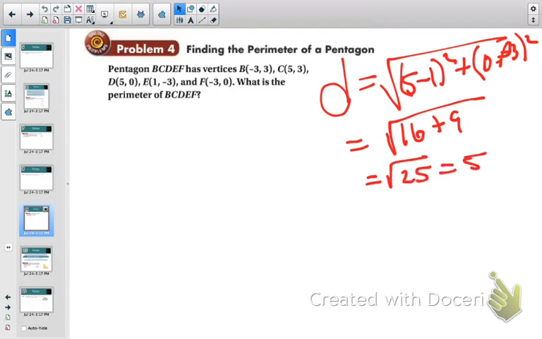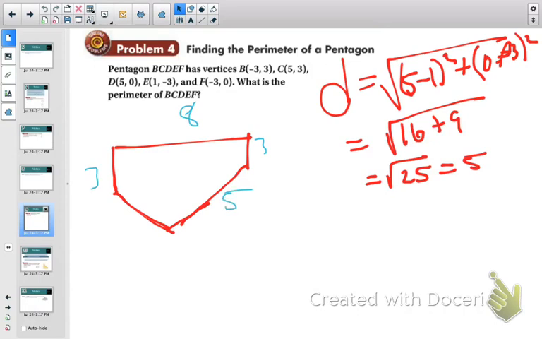Okay, so that side, we had our pentagon that looked something like this. Okay, that was really bad, but it was 8, 3, 3. Now we know that this side right here is 5, and because it was symmetric, this side should also be 5. If it's not symmetric, you would have to find the distance from here to here as well. But since ours was symmetric, we don't need to do the extra work.